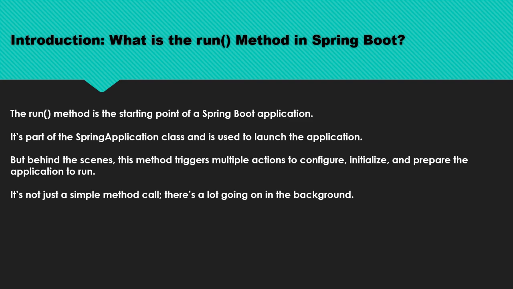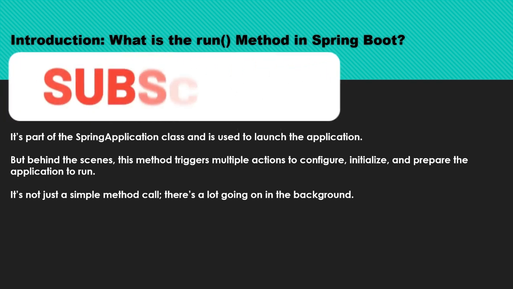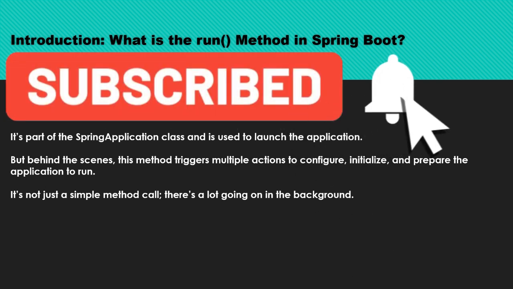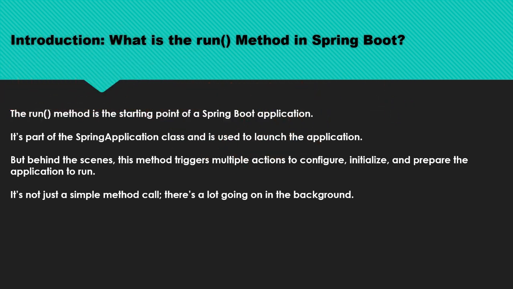Now we would like to introduce what exactly the Spring Boot run method is about. It is the starting point of your application, so your application starts from here. It is part of the SpringApplication class and it is used for launching the application. Now what is happening behind the scenes? This method is going to trigger multiple actions: configuration, initialization, and preparing the application to run, right? It is not just a simple method call, but it does a lot of things in the background, and that's what we are going to cover in this video.